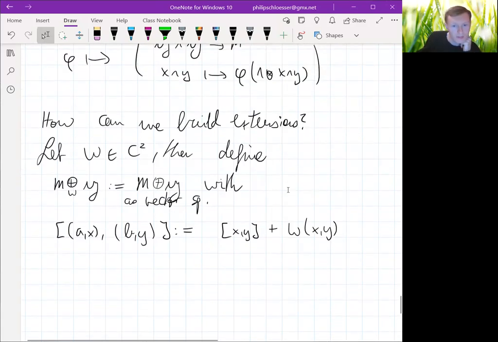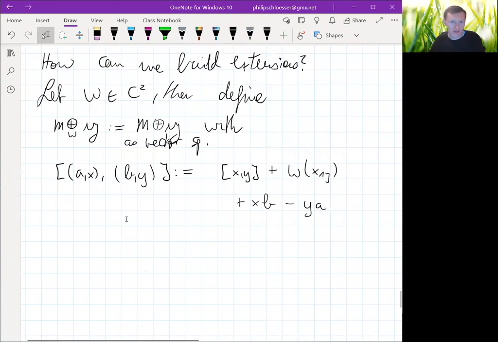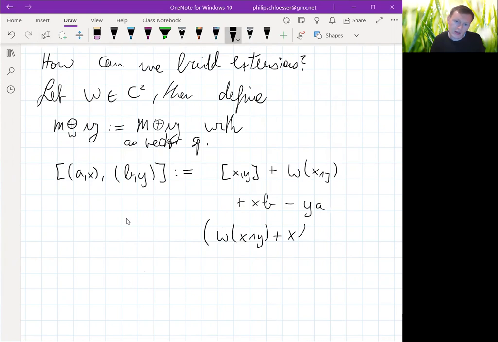Could that be correct? Maybe. Okay, figured it out. We define our Lie bracket on this direct sum by taking, well, we again get a tuple. The M component is going to be omega of x wedge y plus x acting on B minus y acting on A. And the G component is going to be just the Lie bracket of x and y in G.